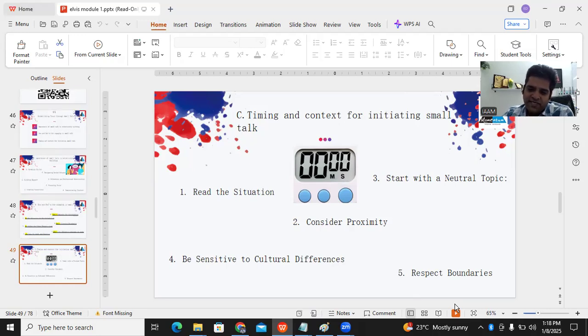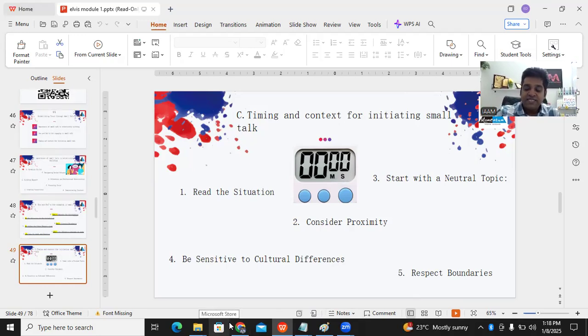And fourth is be sensitive to cultural differences. Do not judge them for their culture. If they are living with a girlfriend and they have children, that does not mean that they are very loose charactered, but that's the culture there. Maybe in India, we see it as a taboo. We look down on it. But sometimes our judgments can become barriers in communication.